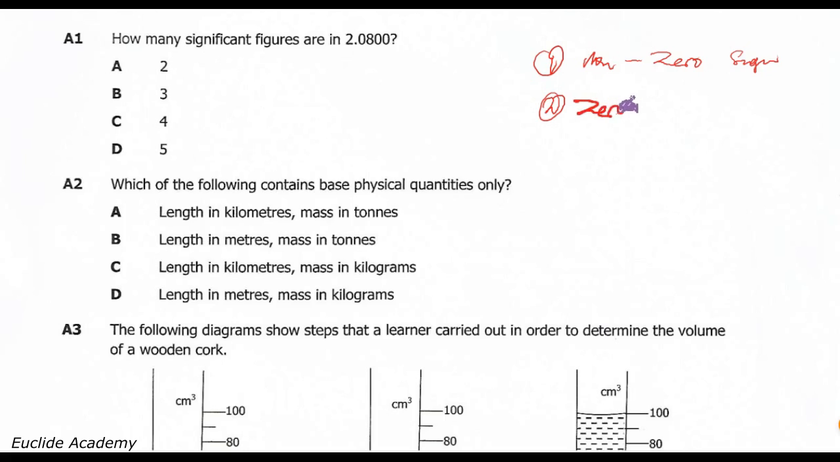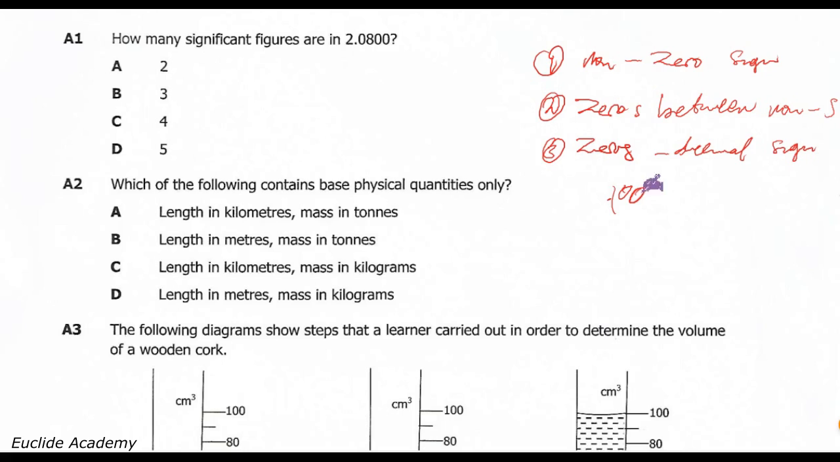So zeros between non-zeros are considered significant. And let me add a third one. The third one will be that zeros at the end of a decimal part are considered significant. They are significant. That is, if you have a decimal and then you have a zero at the end of the decimal part, these zeros are considered to be significant.